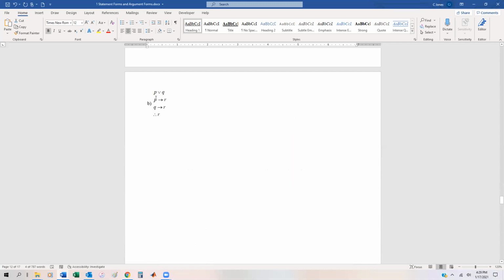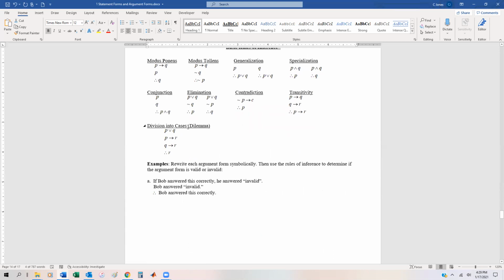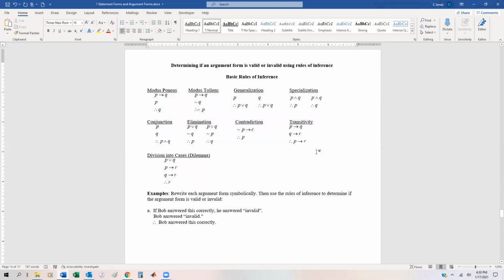We also verified P or Q, P implies R, Q implies R, therefore R, and that one's called the division into cases, or sometimes called dilemma. And so if we really wanted to prove any of these, just like we did with the basic rules of inference, we could have done that with a truth table. We did that with the logical equivalences earlier. So a truth table really is fundamental to being able to work with our logic. And we're going to see a little bit later in the course how this ties in with mathematics and computer science, etc. So we're getting there, but we have to get this foundation of logic first.